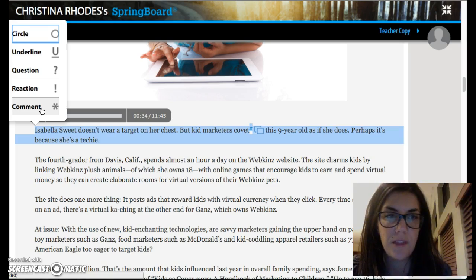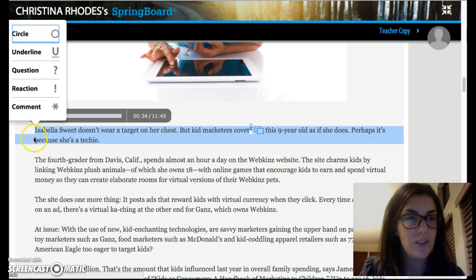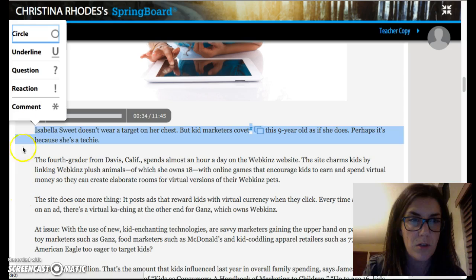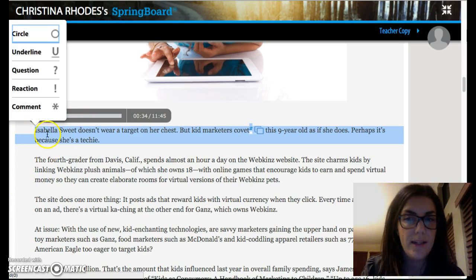And the last piece is you are going to summarize right in the margin here what these 2 paragraphs were about. So please summarize what these 2 paragraphs were about. Talk with your shoulder partner, come up with a summary.